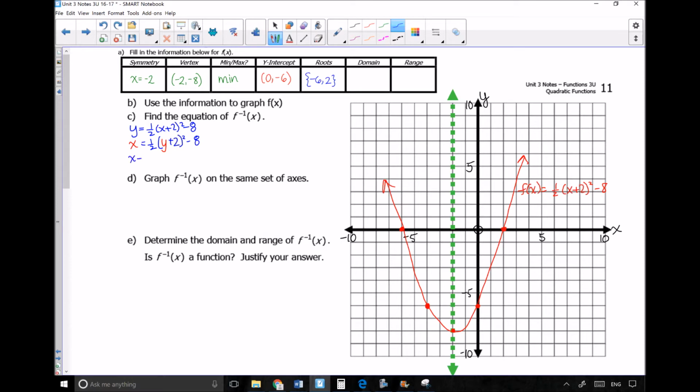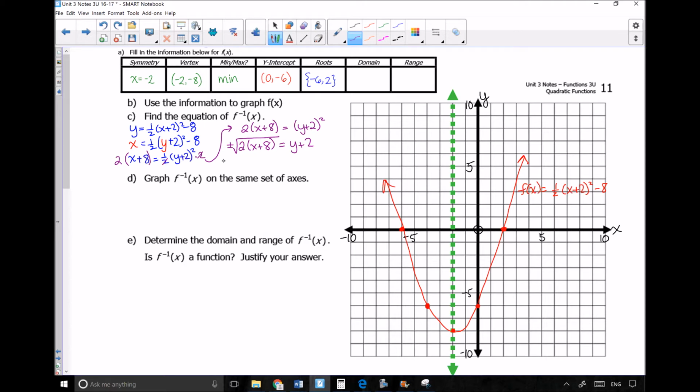So right here, I end up getting x plus 8 equals 1/2 times (y plus 2) squared. Okay? Then I'm going to multiply both sides by 2 to cancel out this 2 right here. So I end up getting 2 times (x plus 8) is equal to (y plus 2) squared. Okay, now to get rid of my square, I have to square root both sides. So I end up getting the square root of 2(x plus 8), and it has to be plus or minus because when you square root a value, you could get positive or negative. So we end up getting plus or minus root of 2(x plus 8) equals y plus 2.